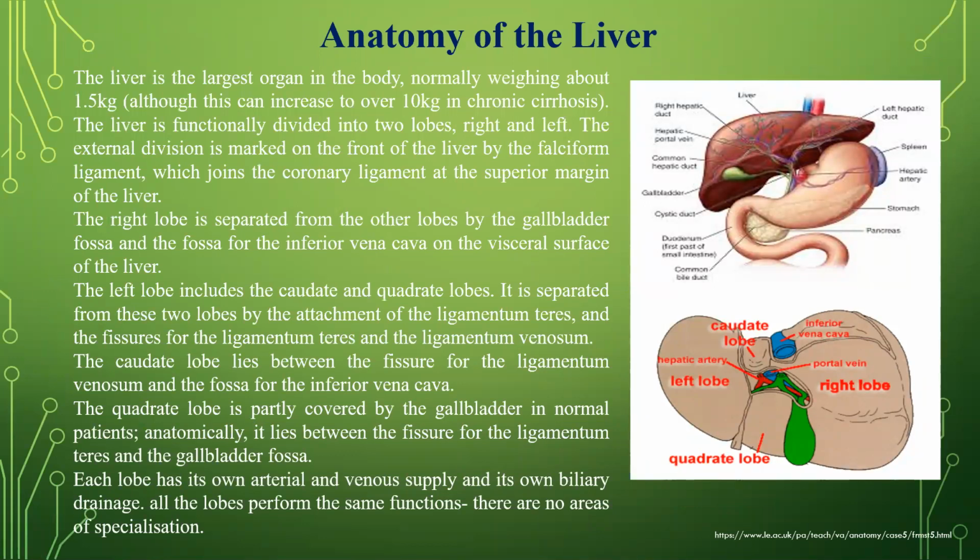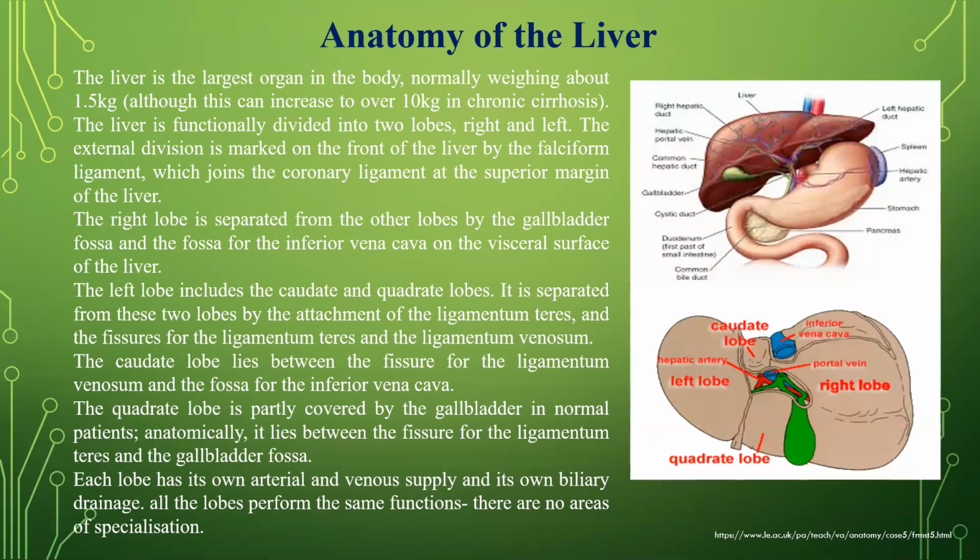I will remind you some anatomy of the liver before we start our conversation about cirrhosis of the liver. The liver is the largest organ of the body, normally weighing about 1.5 kilos, but this can increase to over 10 kilos in case of chronic cirrhosis. The liver is functionally divided into two lobes, right and left. The external division is marked on the front of the liver by the falciform ligament, which joins the coronary ligament at the superior margin of the liver.